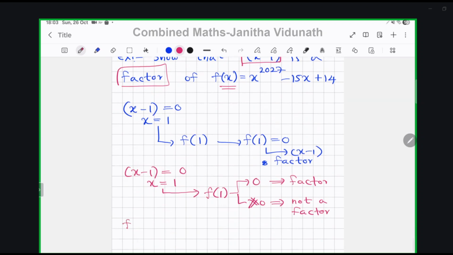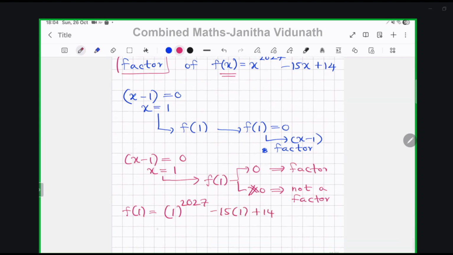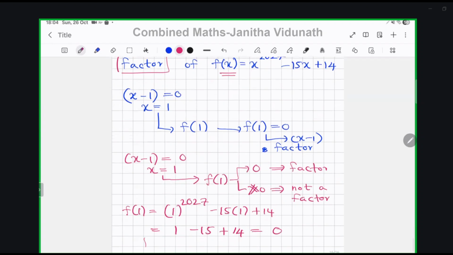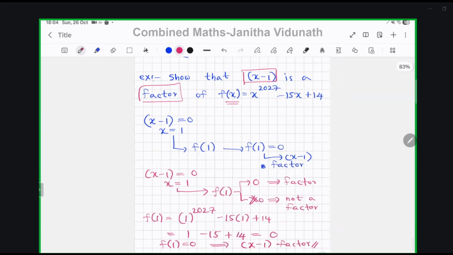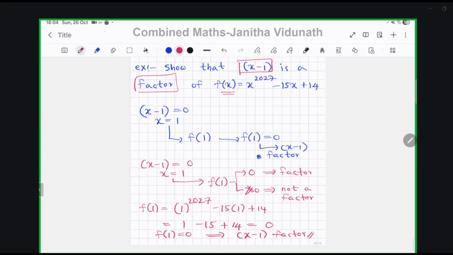If it is not equal to 0, then it is not a factor. Now, when we consider f(1), we get 1 to the power 2027 minus 15 times 1 plus 14. That means 1 minus 15 plus 14, which is 0. So f(1) equals 0. Therefore, x minus 1 is a factor of the given function. Okay, I will give around 1 minute to write this down.